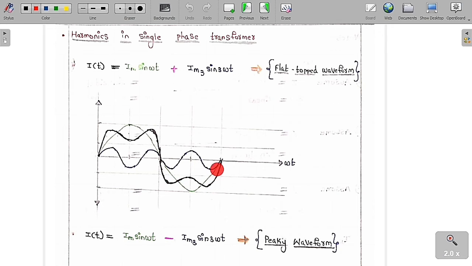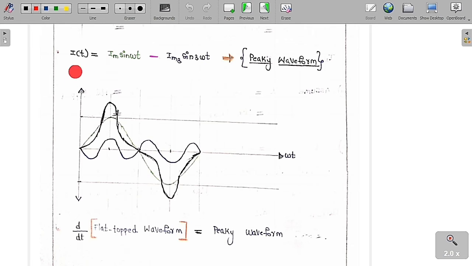This is called a flat topped waveform. Whenever i(t) is the summation of Im sin omega t plus Im3 sin 3 omega t, we are going to get a waveform. This is called a flat topped waveform.